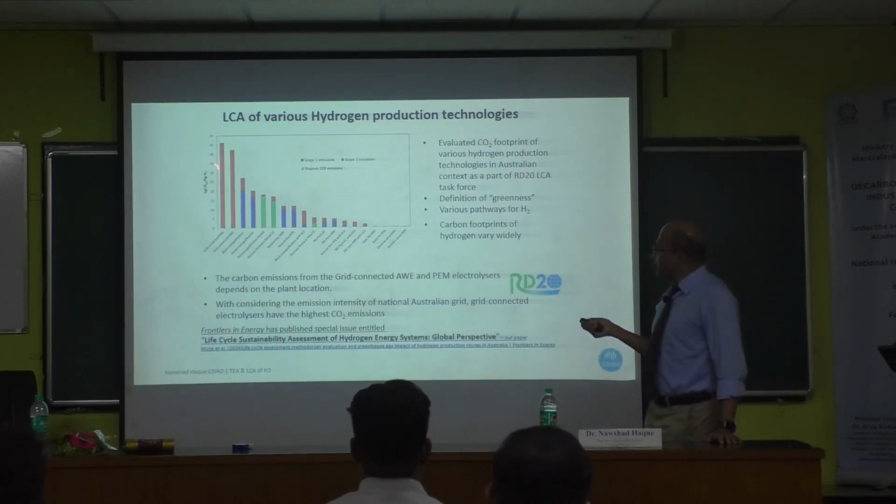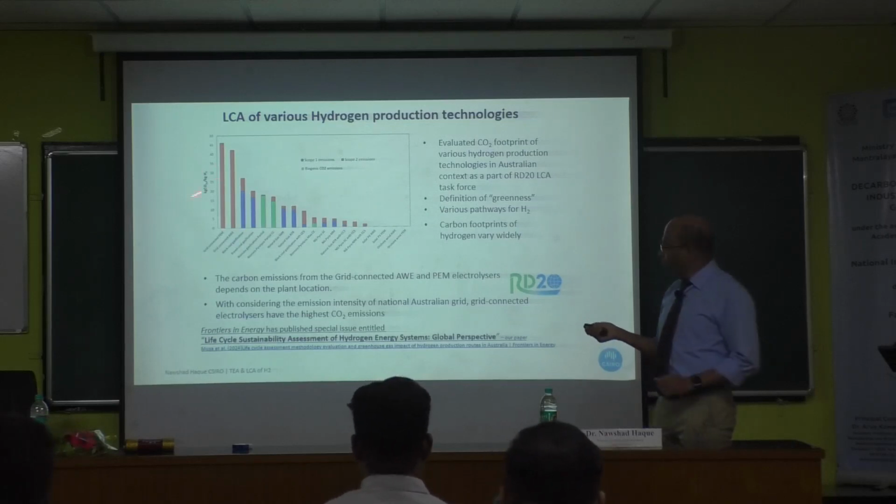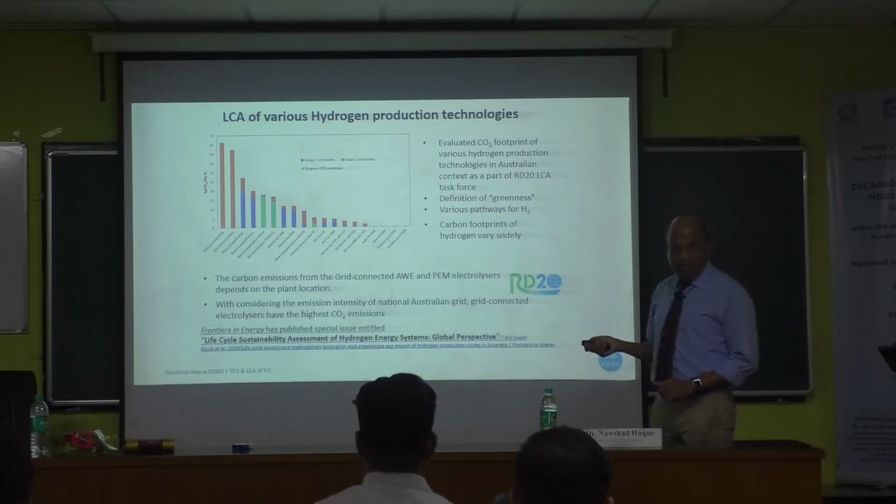So that's kilogram CO2 per kilogram hydrogen. One kilogram of hydrogen to produce, what is the CO2 footprint? Because 1 kilogram of hydrogen has got 33 kilowatt hours of energy in it.